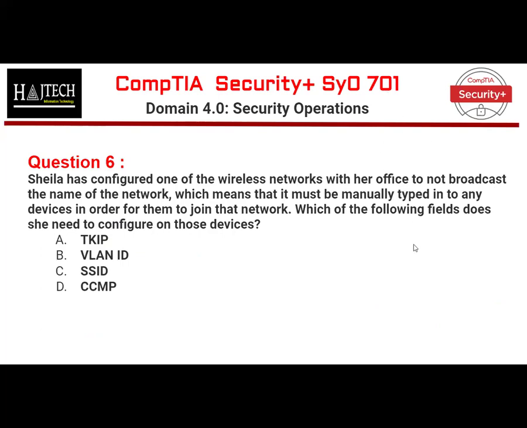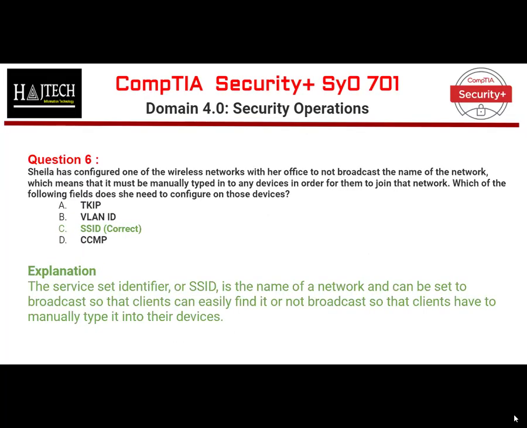Question 6. Sheila has configured one of the wireless networks with her office to not broadcast the name of the network, which means that it must be manually typed into any devices in order for them to join that network. Which of the following fields does she need to configure on those devices? A. TCAP. B. VLAN ID. C. SSID. D. CCMP. C. SSID. Correct answer.